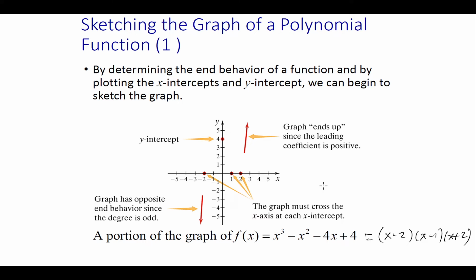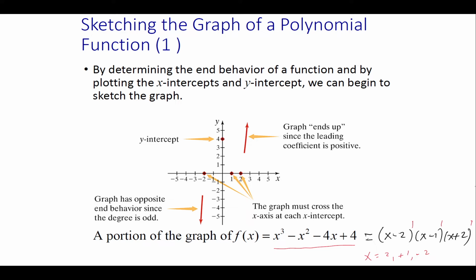Okay, so let's look at the function we were talking about before. This polynomial function, x cubed minus x squared minus 4x plus 4, and these are the factors. So we know that all these factors have a multiplicity of 1. So all these zeros mean x equals 2, x equals negative 1, x equals positive 1, and x equals negative 2. So we know we have negative 2, positive 1, and positive 2. These are the three zeros.